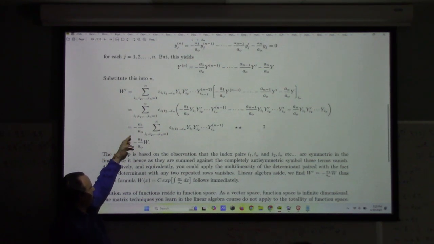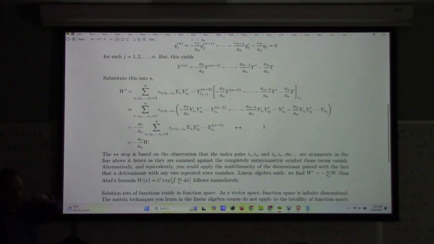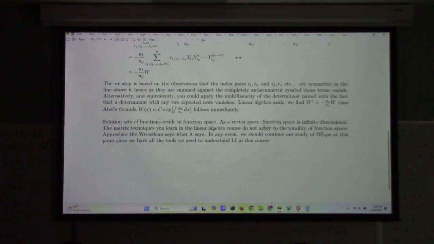This is like A0 over A1. It's always the ratio of the leading coefficient to the next to leading coefficient. That's what actually forms Abel's formula. So yeah, it actually ends up being true in the nth order case, but obviously no one would ask you guys to prove that because no one's that crazy.